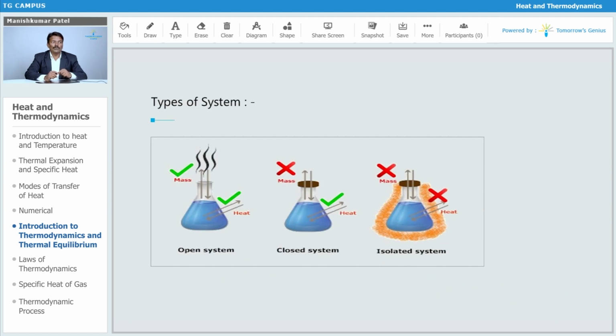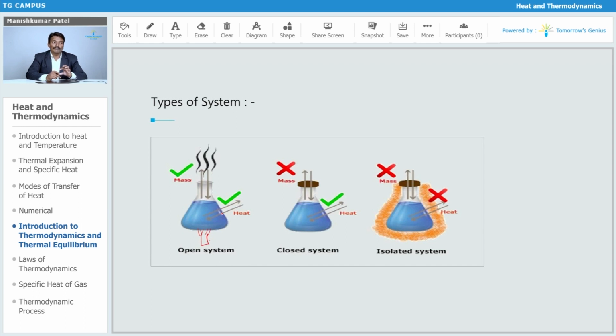The first one is the open system. In an open system there is exchange of heat as well as mass with the surroundings. When you heat this vessel, the mass is going to reduce and its temperature is also going to increase, so there is an exchange of heat and mass with the surroundings. In a closed system, there is only exchange of heat, but no exchange of mass. This is the closed system.